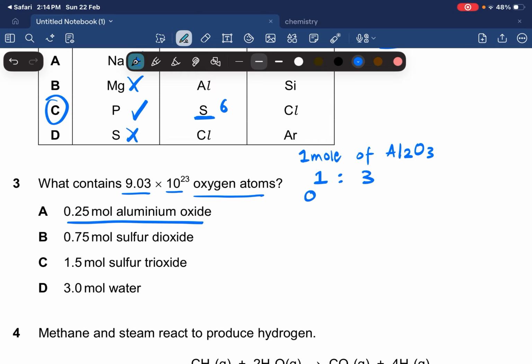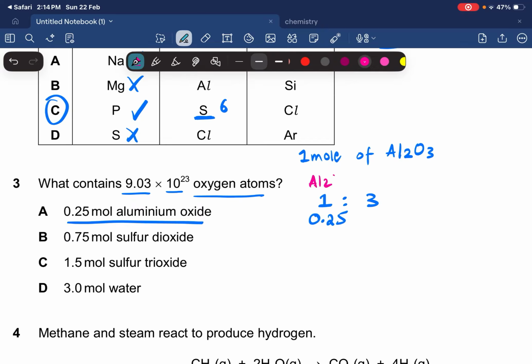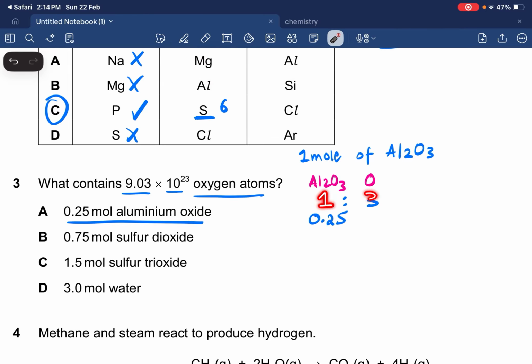So 0.25 mole of aluminum oxide, we're making an aluminum oxide to oxygen ratio. If you think that I'm going a little faster, look what I'm doing. This is the aluminum oxide to oxygen ratio. 1 mole contains 3 moles of oxygen.